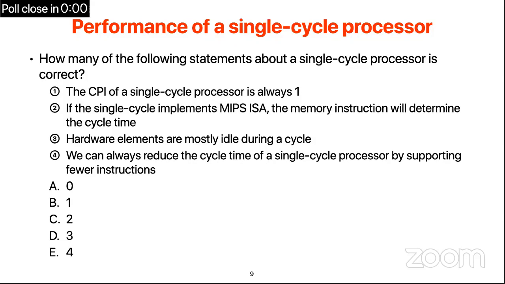Well, let's start off with the basics. My group did 2. Okay, so Byron, how about your group? Our group was debating between 3 and 4. Okay, so that's why we want to discuss. Go ahead. I guess I'll start. The ones we were going for was if a single cycle implements the MIPS ISA, then the memory's instruction will determine the cycle time and hardware elements. All right, now why is that?